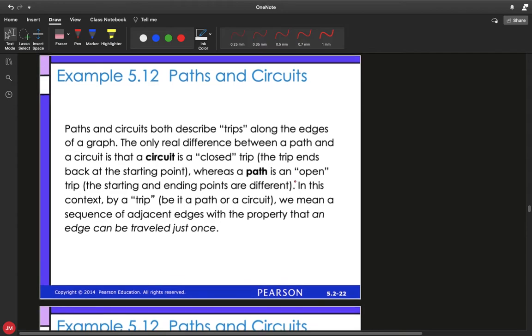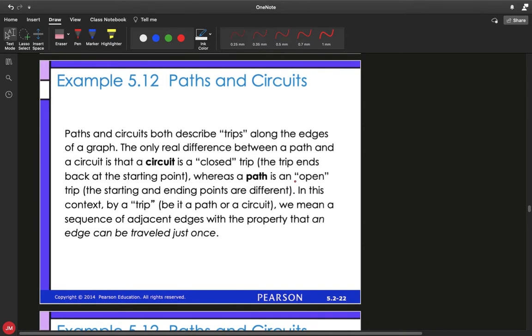All right. So now let's get into kind of the meat of what we're talking about in this unit. We've got 2 different things that we are going to want to do. We're either going to want to find a path or we're going to want to find a circuit. Now both paths and circuits both describe trips along the edges. The difference between the two, a circuit is what's called a closed trip. In other words, the trip ends back at where you started. A path is more open. It doesn't have to have the starting and ending points be at the same spot. In fact, for a path, they have to be different.